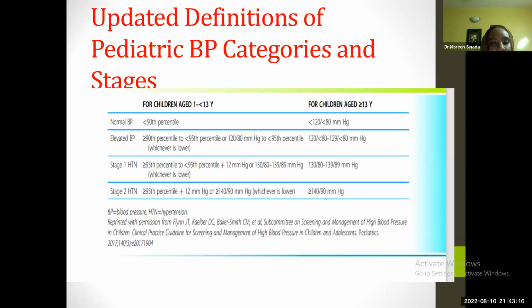So we see here there is no 99th percentile in the update definition. And stage 2 hypertension is equal to or more than the 95th percentile plus 12 millimeters. For children aged 13 years or more, stage 2 hypertension is the blood pressure 140 over 90 or more. And we see here there is the difference that we didn't find the pre-hypertension. If it is in this category, it is elevated blood pressure. There is no pre-hypertension in the update guideline.